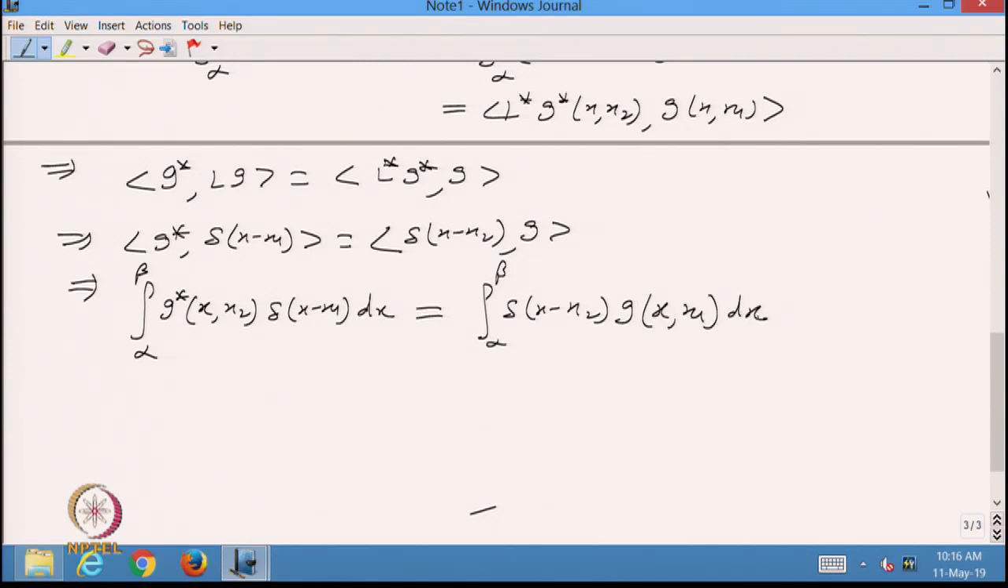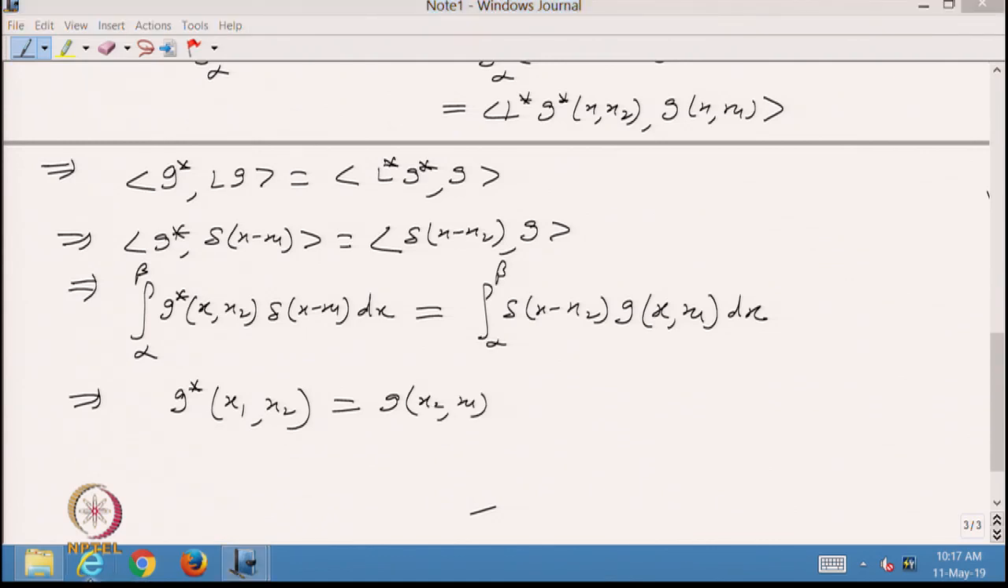Now, by the property of the Dirac delta function, this integration on the left hand side will become G star x1, x2, and on the right hand side this will become G x2, x1.